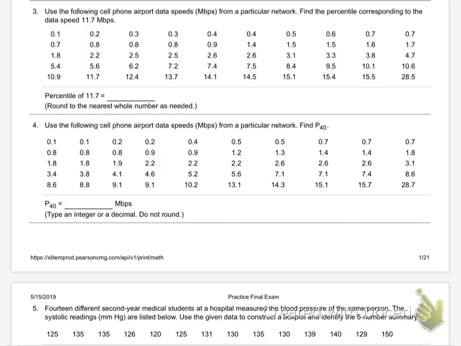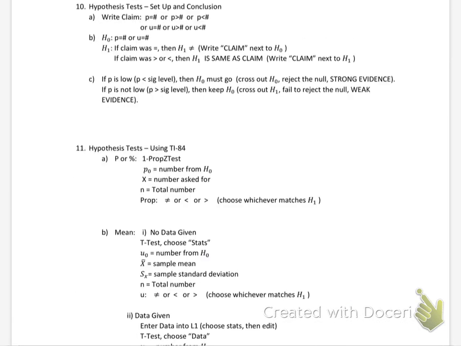How about number 3 here. Okay, so use the following cell phone airport data speeds. Find the percentile of 11.7. Let's go back to our notes.